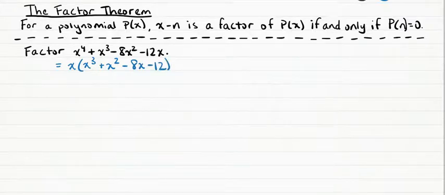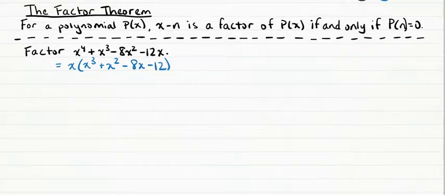Okay. And at this point, the part that's left in the brackets is a cubic polynomial, and we don't really have any other methods of factoring cubic polynomials other than maybe factoring by grouping, but I can see here very quickly that factoring by grouping won't work for this. So we use the factor theorem.